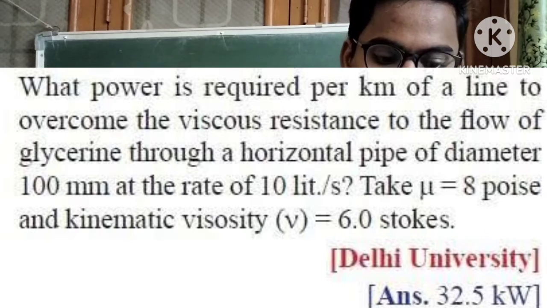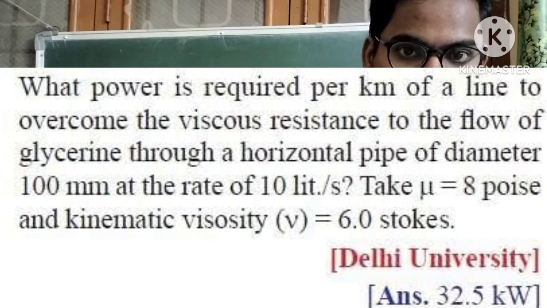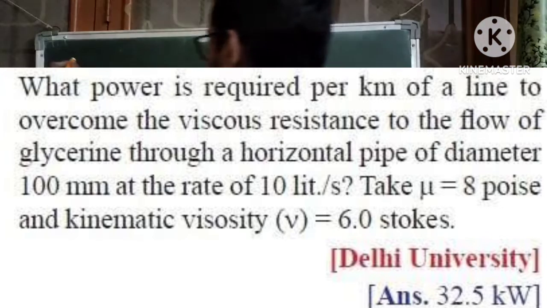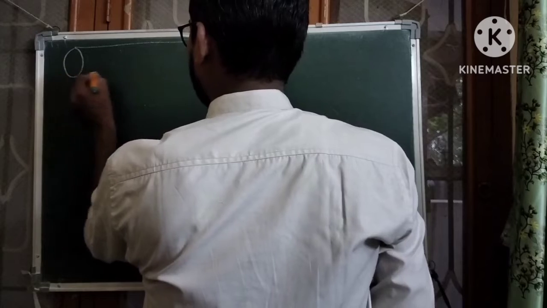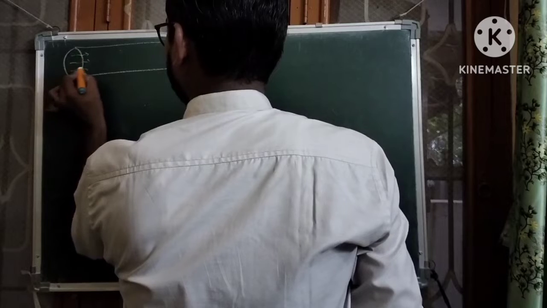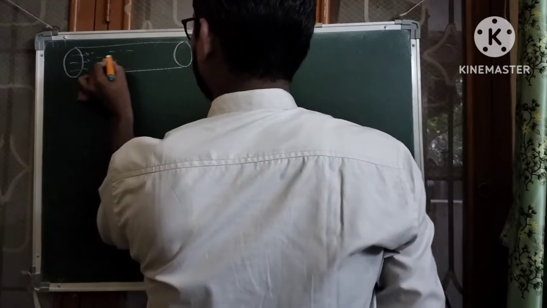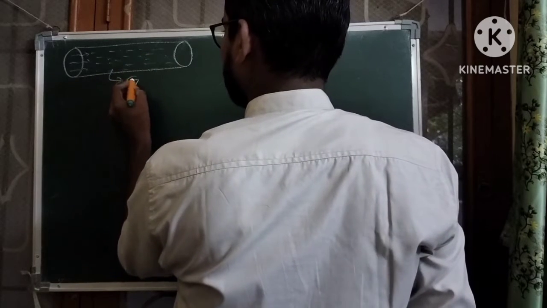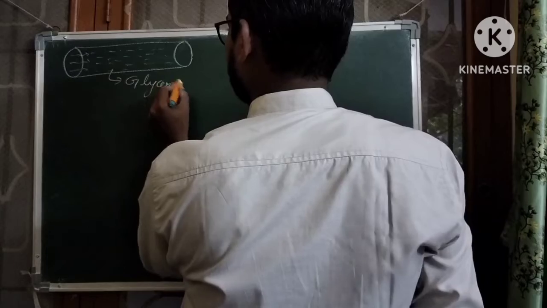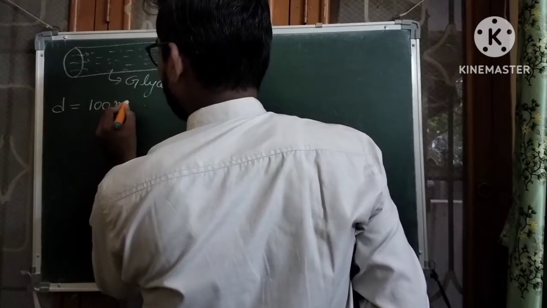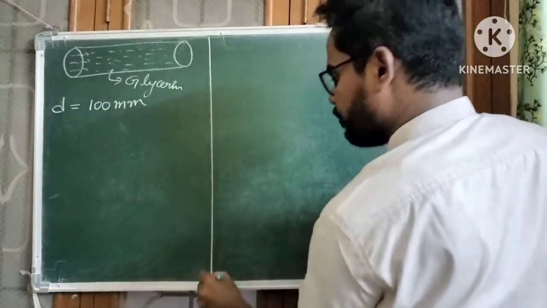Here the fluid is glycerin. Through a horizontal pipe, the diameter is 100 mm. So there is a horizontal circular pipe, through which the glycerin is passing. Given the diameter of the pipe, the diameter is equal to 100 mm.